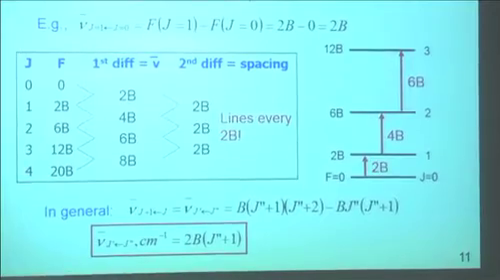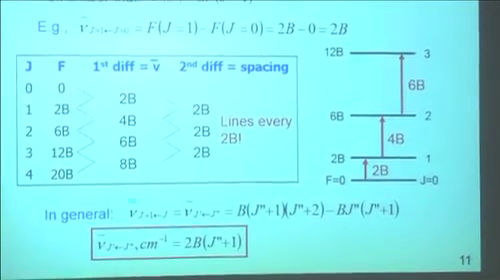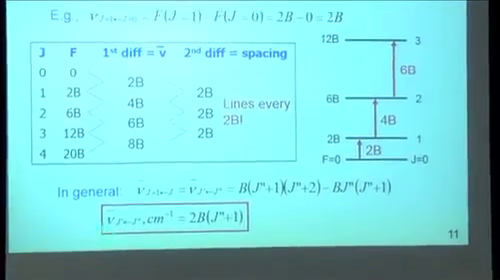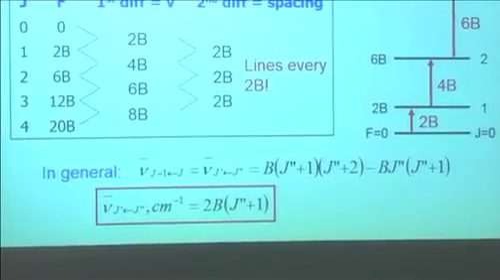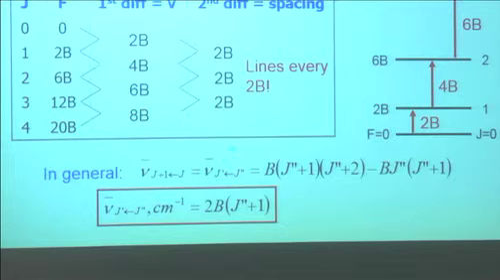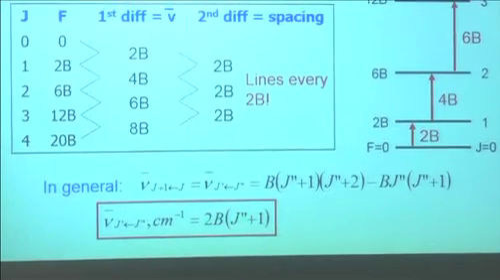Okay, so this is a very nice simple expression. The frequency in wave number units is just 2B times J double prime plus 1. So if I look at a line and I know B, I can identify J, or if I know J, I can identify B. So you measure the spectrum and you can get back the numbers you want, or if you already know the numbers, you can predict the spectrum.